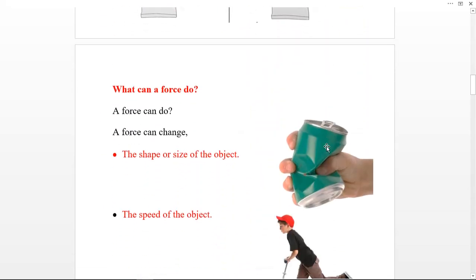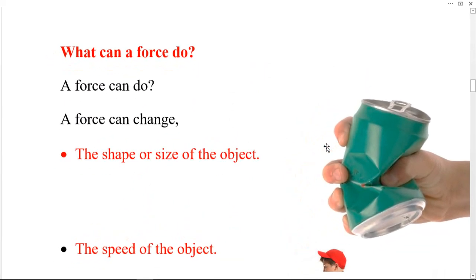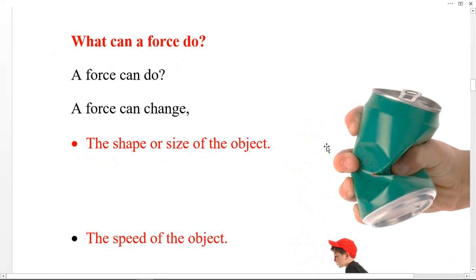Now next thing, what a force can do. Number one, force can change the shape or size of an object. For example, in this one, you have an empty can. If you apply a force by your hand or by your foot, you can squeeze it and change its shape. So from this we can say that force can change the shape or size of the object.